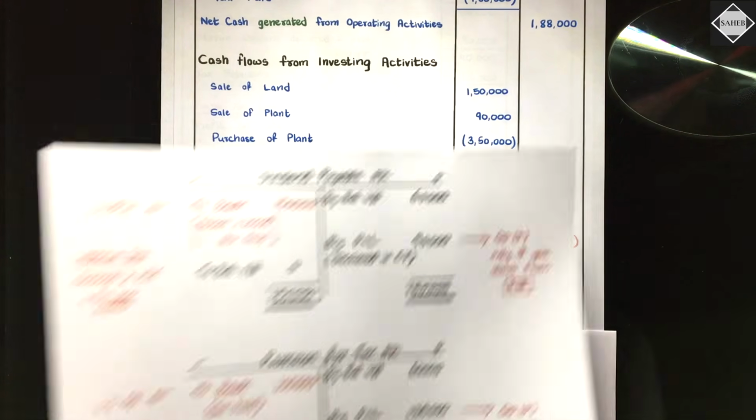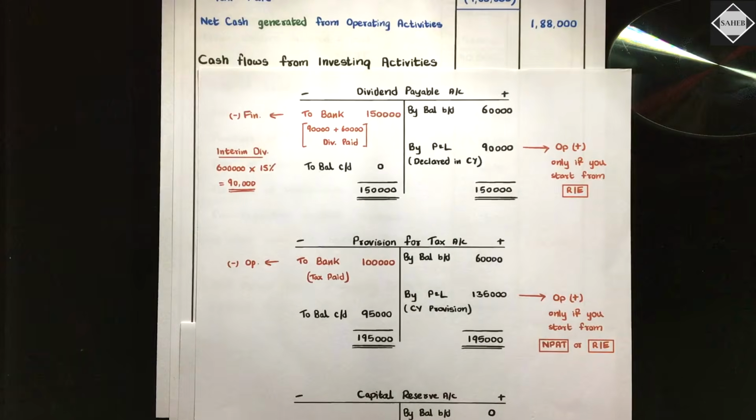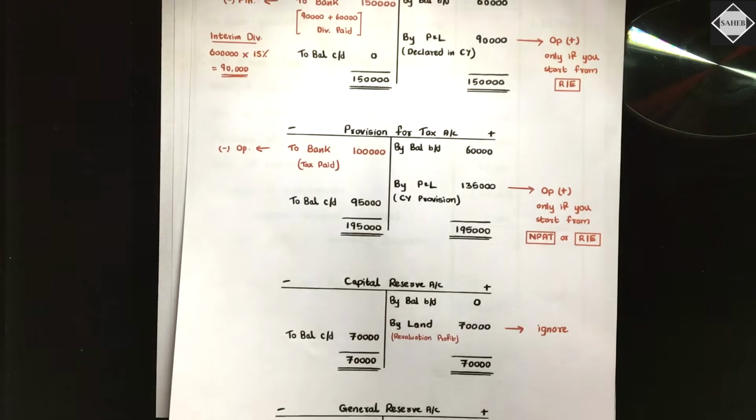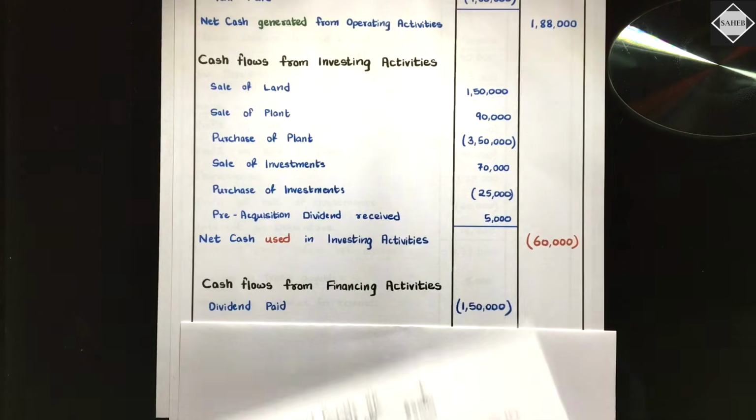And then see here, provision for tax. In provision for tax, will it impact financing activity? No. Tax paid is an operating cash outflow. Okay, it will not come over there. In capital reserve, general reserve also, there is nothing. Then what else do you have?